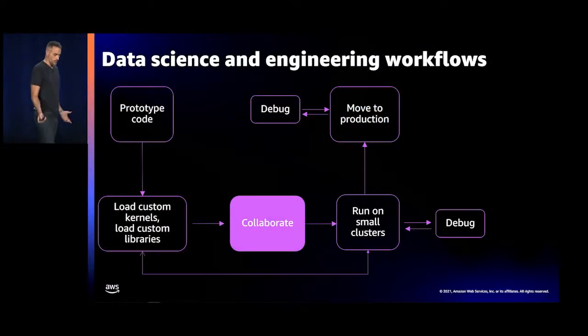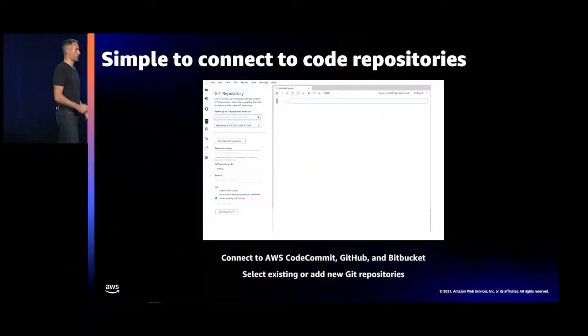OK, so now your environment is ready. You probably want to collaborate with some peers. You can do that with EMR Studio because you can integrate your notebook and your workspace with a Git repository. We currently support CodeCommit, GitHub, and Bitbucket. And again, you have access to Git commands like push and pull directly from the workspace interface. So you can just publish and get some updates from collaborators.